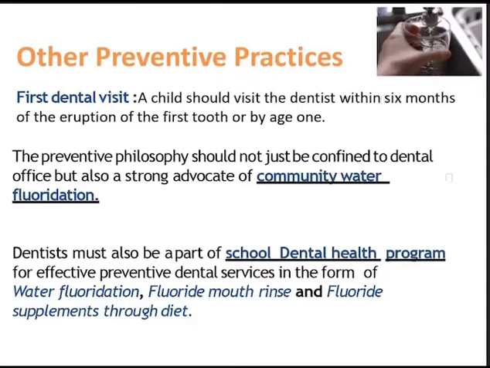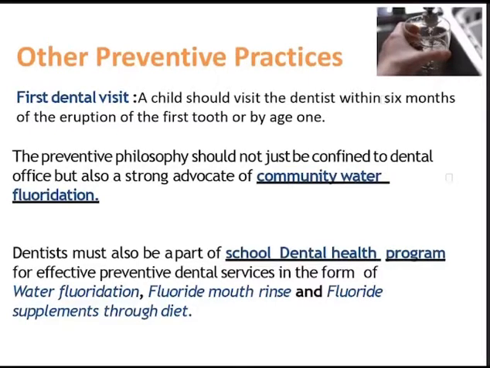The first dental visit should not be later than 1 year of age of the child. The preventive philosophy should not be just confined to the office setup. It should be there even at the community level, like community water fluoridation. That means, whatever the fluoride level in the community water supply, the municipality water supply that is given to the people there, you should assess the fluoride level. If there is less fluoride, you add fluoride to the central water supply so that everybody gets an adequate amount of fluoride, and that protects the individual from dental caries.